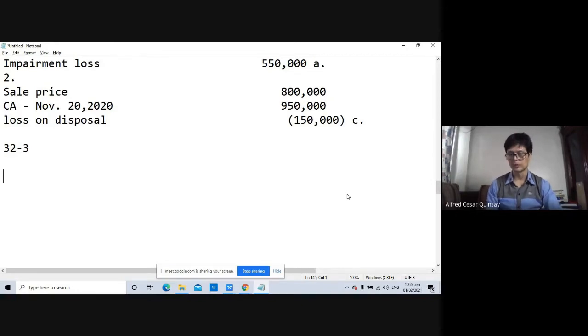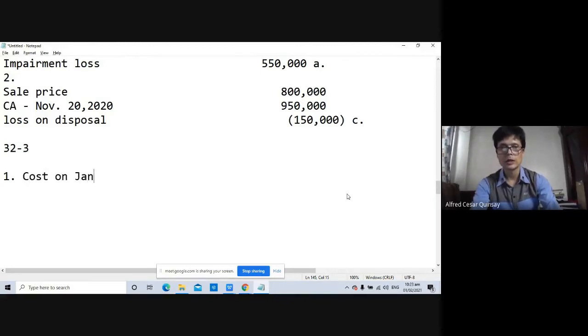So, kumpleto itong problem na to, no? Comprehensive siya. Okay, so this is 32-3. Okay, so ang tanong dito, what is the carrying amount of the equipment on December 31 before classification as held for sale? Magkano raw yan? So, nalagay natin dito, no? So, number 1, 5 million, di ba? Okay, 5 million siya yung cost niya. Cost on January 1, 20. Magkano po yun? So, nakalagay doon 5M, no?